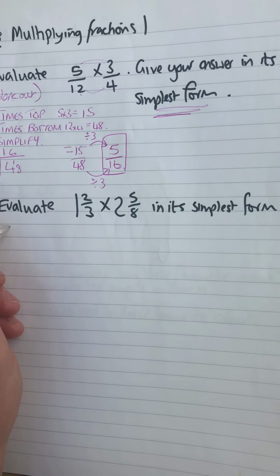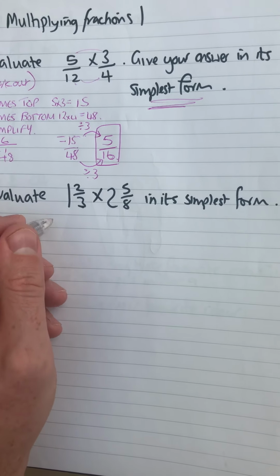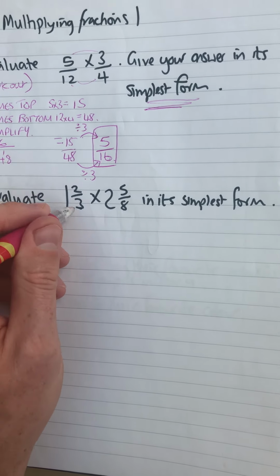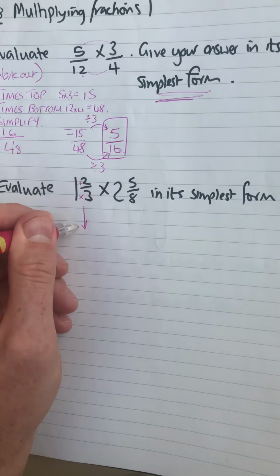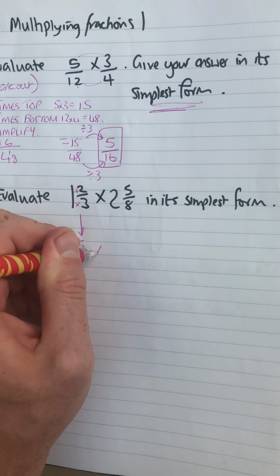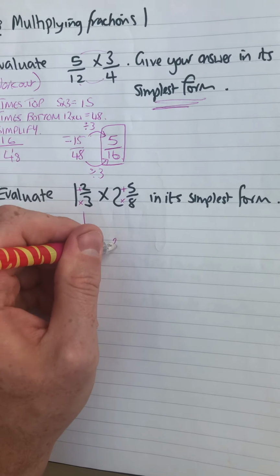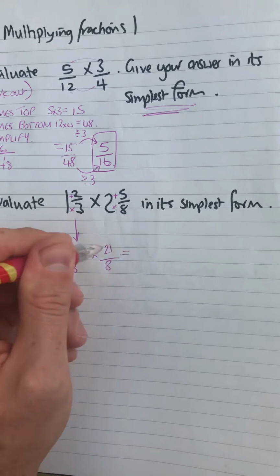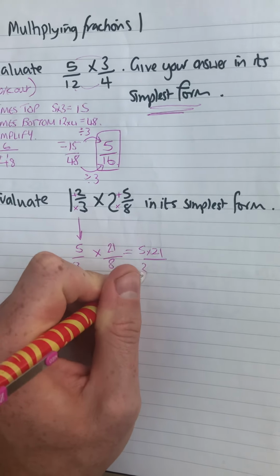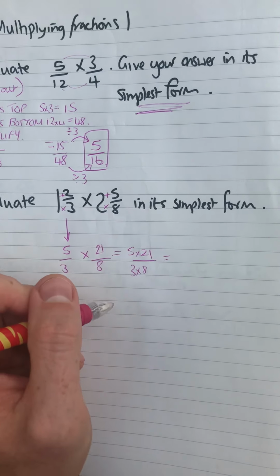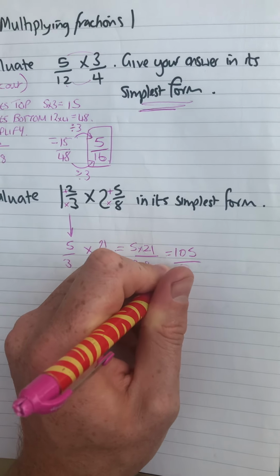Second one. Once you've got your head round mixed numbers, you should be able to challenge this, attack this type of question. So 1 and 2/3. Well, you should know now that that is the same as 1 times 3 plus 2. That's 5/3. Times by 8 times 2 plus 5. 16 plus 5 is 21. So multiply across, 5 times 21 and 3 times 8. So 5 times 21 is 105 over 3 times 8, which is 24.